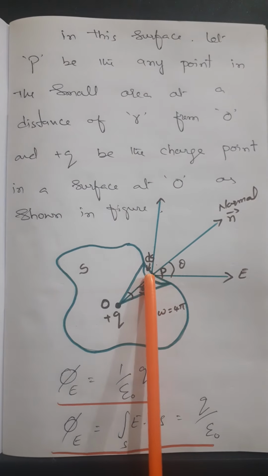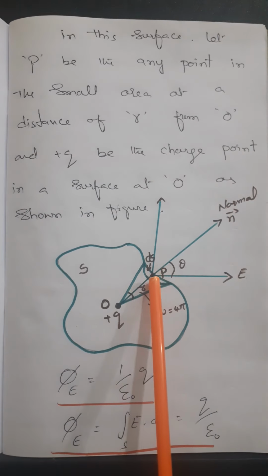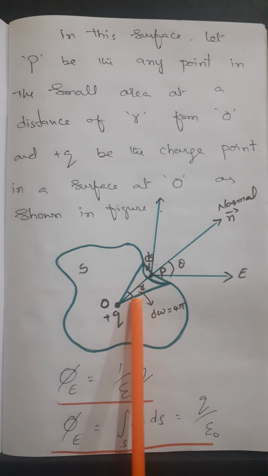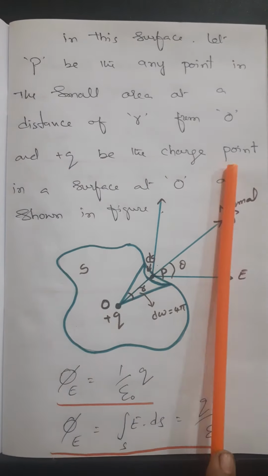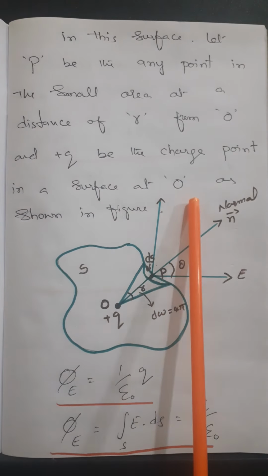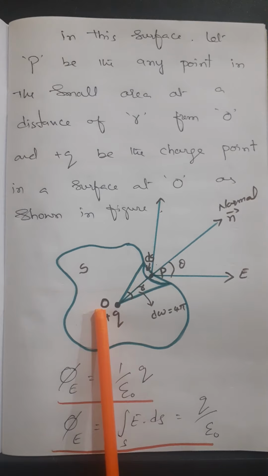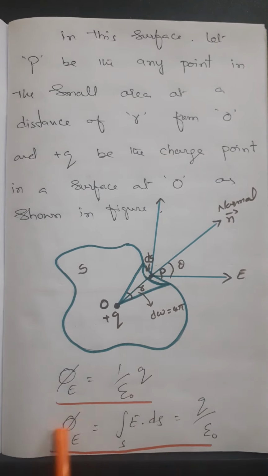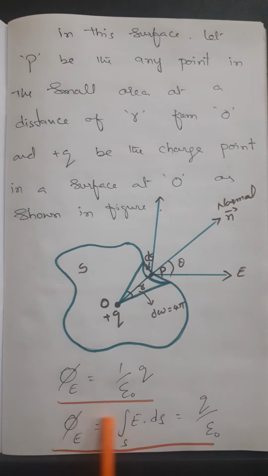Let us suppose P is any point in that small area at a distance of r from O. So P is the point at a distance of small r from O. Plus Q is the point charge at O. This can be shown in this figure. Here we have to prove that phi E is equal to 1 by epsilon naught Q.